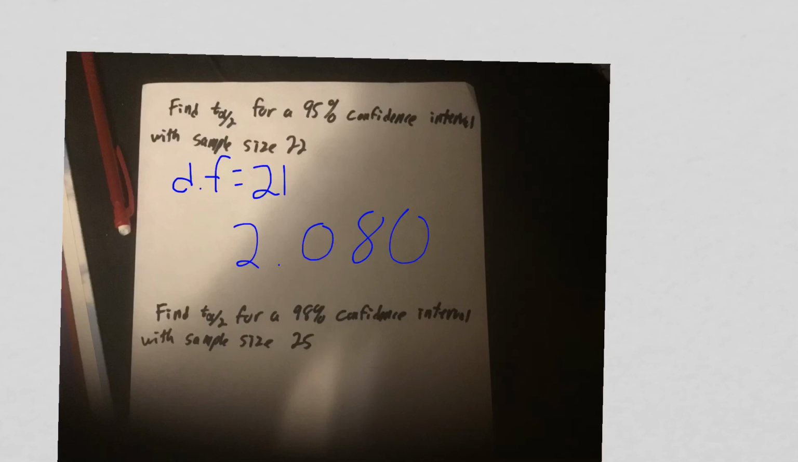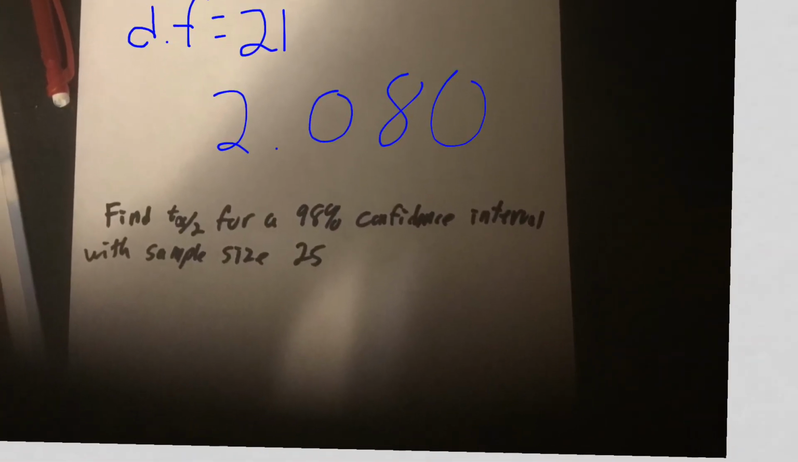So then we're just going to go ahead and try another one, and again, that's all the lesson is for today. So we want to find t of alpha over 2 for a 98% confidence interval with a sample size of 25. So again, we need to start with our degrees of freedom. We subtract 1 from the sample size, which would give us 24.